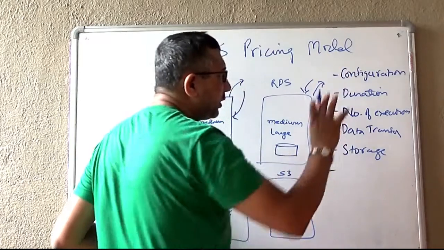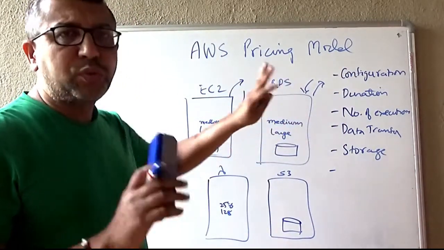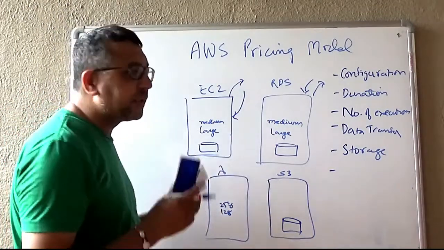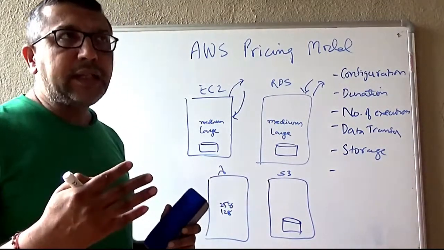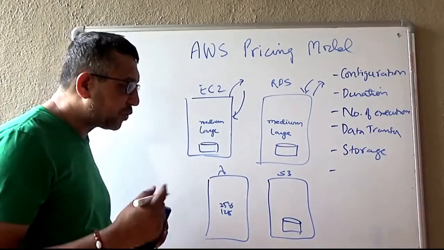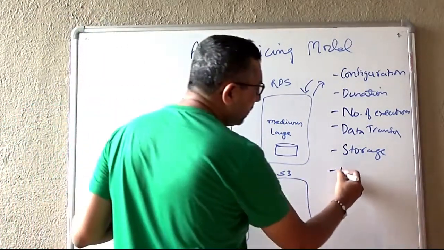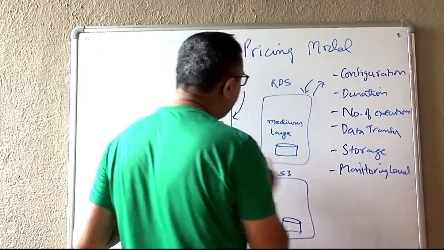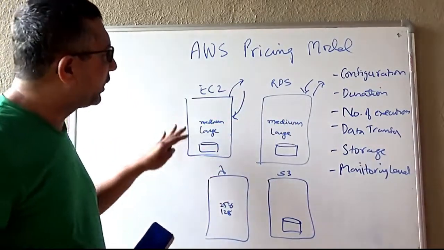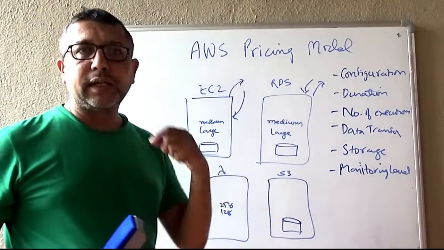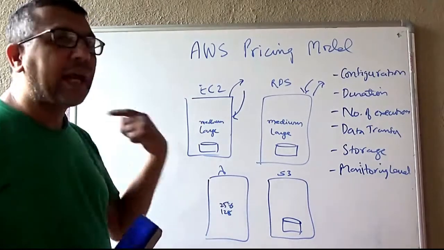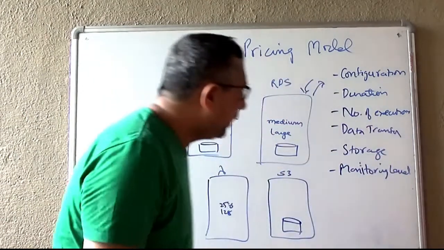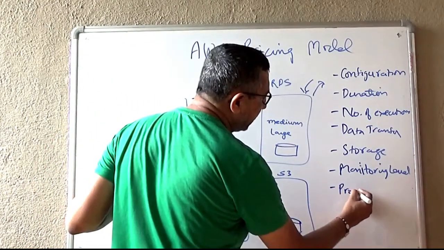So these are what I call the most important 5 parameters that would help you in understanding the cost model of different services. And then beyond that, there are certain more things which you also want to understand. One of them is monitoring level. By default, AWS provides monitoring of these different services, but you can deploy enhanced monitoring, but that means more bills. And then there is something called provisioned capacity.